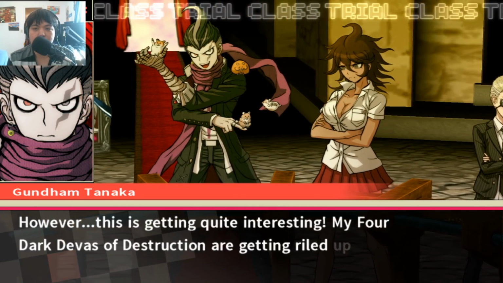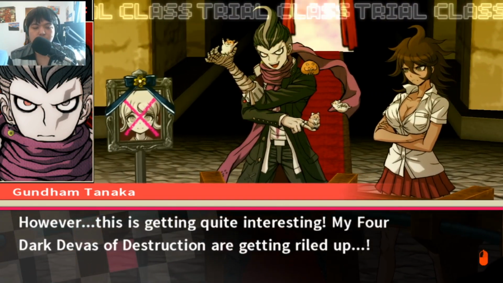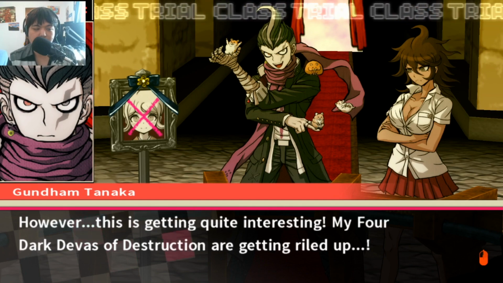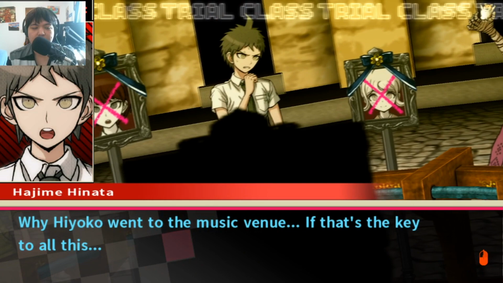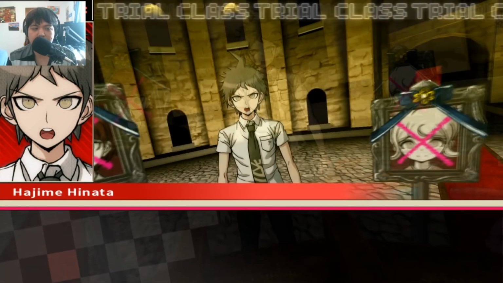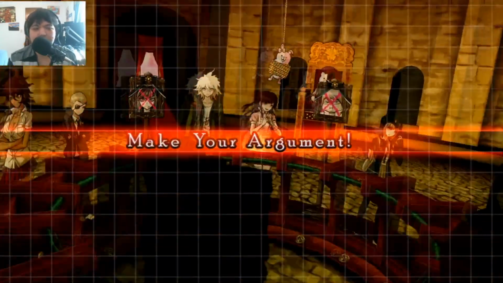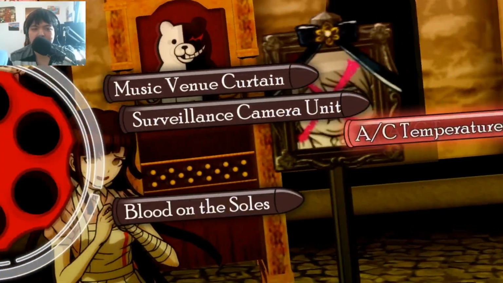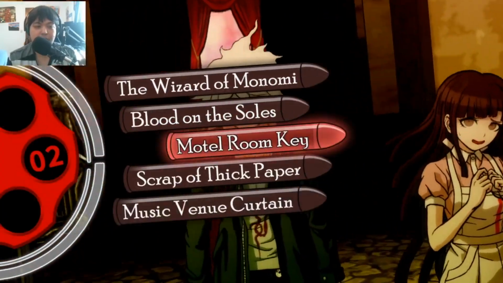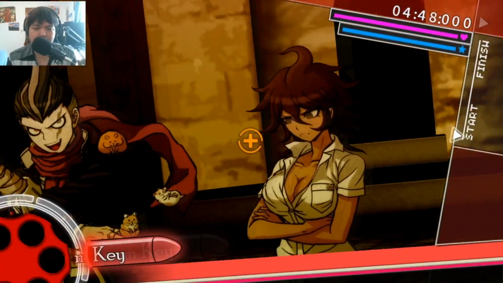However, this is getting quite interesting. My four dark devas of destruction are getting riled up. Why did Hyoko go to the music venue? If that's the key to all of this, I need to find out, no matter the cost. I'm pretty sure I know where it is. It's the game with Sonia's account. It's gotta be somewhere. Let's check the motel room key. There aren't any. The only thing I have is a motel room key.